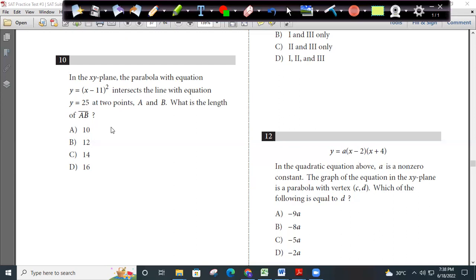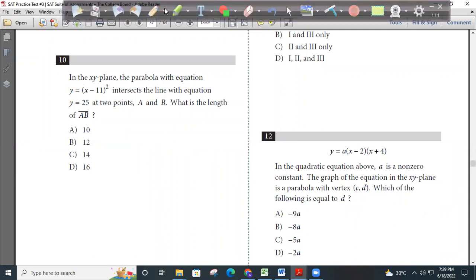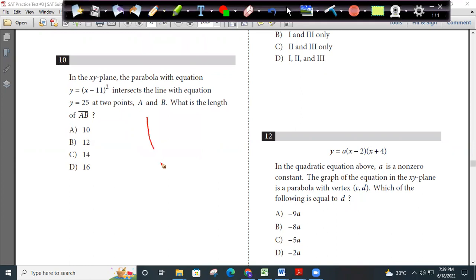In the xy plane, the parabola with the equation y is equal to (x minus 11) whole square intersects the line with the equation y equal to 25 at 2 points A and B. What is the length of AB? I can help you with a diagram. To that extent, I can help you. Questions are simple. Don't complicate.